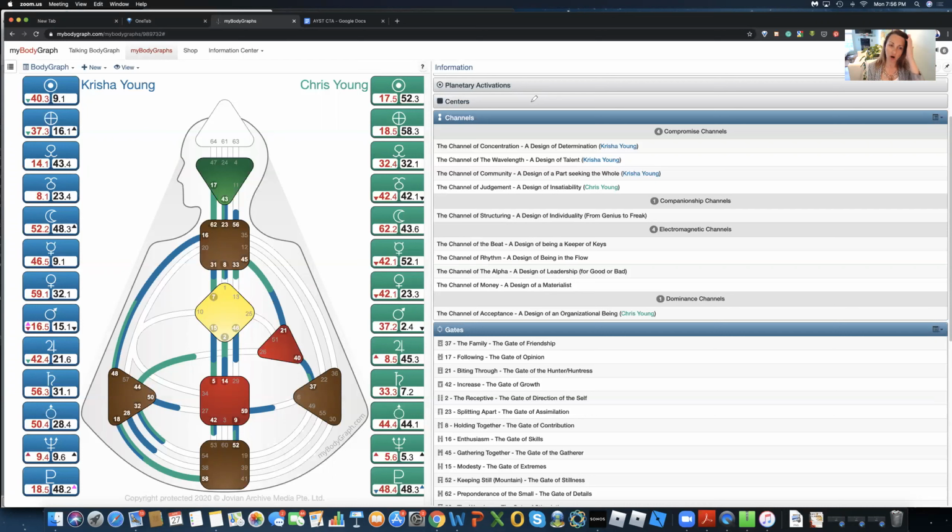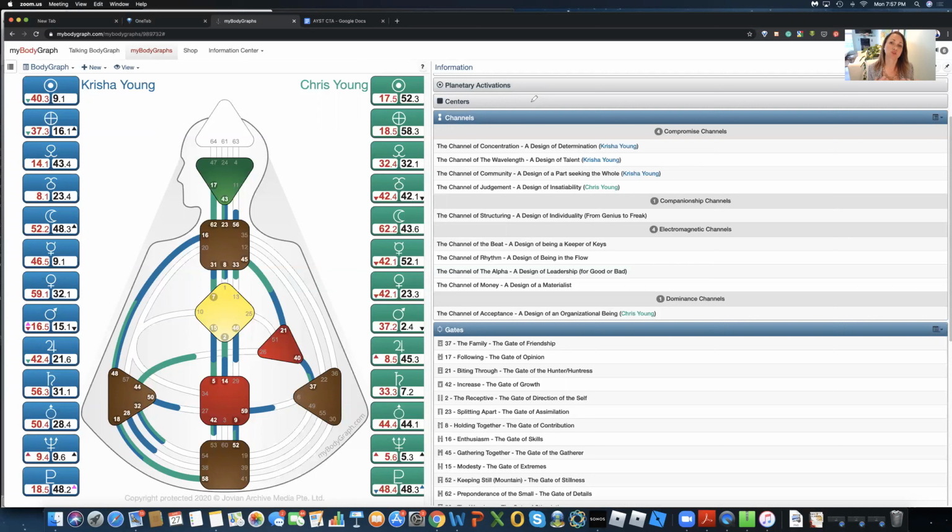Whereas projectors don't have that kind of energy. They have a very different energy. They're here to advise. They're here to sit back and wait, and then once they're invited, they will share their wisdom. They are incredibly smart and incredibly wise people. If you have a projector in your life, listen to them, ask them to share. They need to be invited. You need to ask them for their information. But they can't keep up. They're not meant to go in the way generators do.